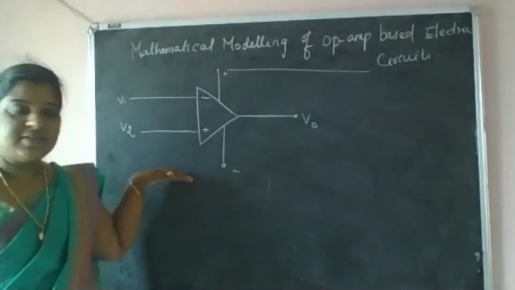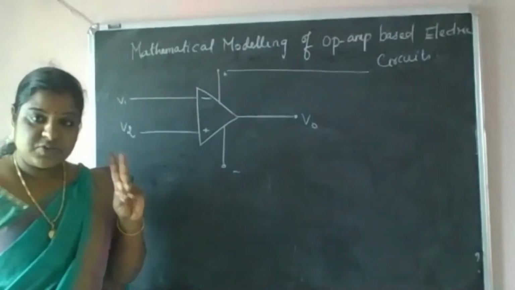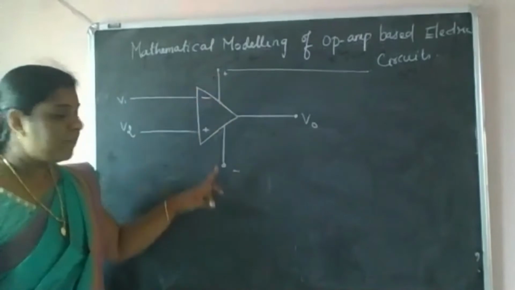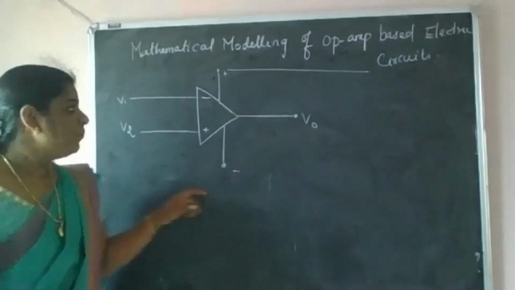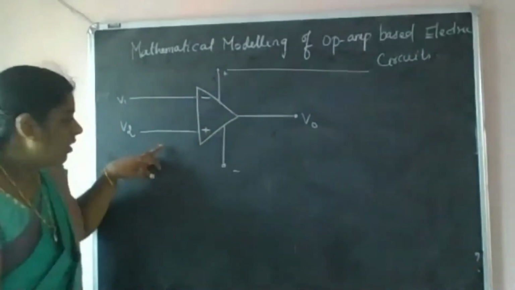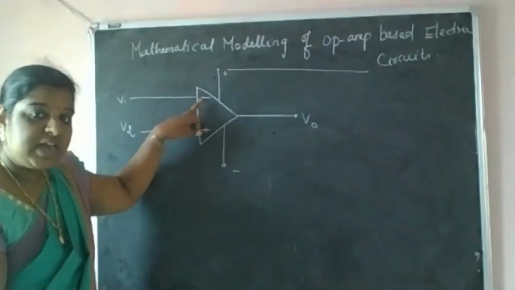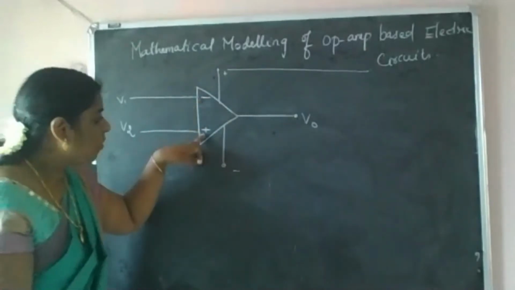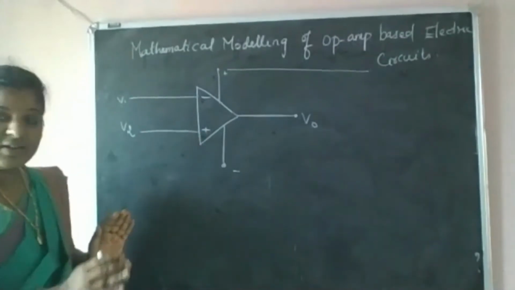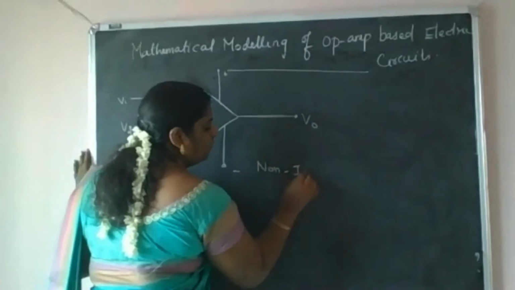So this is the circuit symbol for the operational amplifier. It has two inputs and one output, and here we have a positive supply and a negative supply. Here we have marked plus and here we have marked minus. If the input is connected to the positive terminal, then this type of circuit is called a non-inverting amplifier.